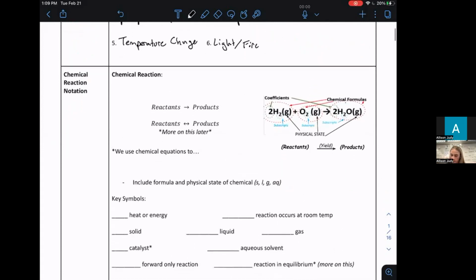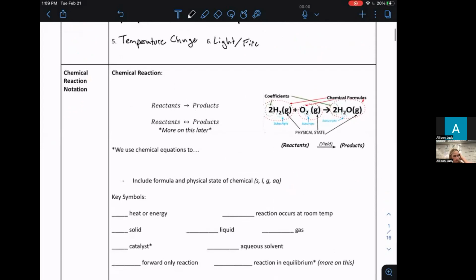okay, so we're going to get on to how you would actually write a chemical reaction. The first thing here is just the definition of a chemical reaction. A chemical reaction is the rearrangement of atoms by breaking old bonds and forming new bonds.